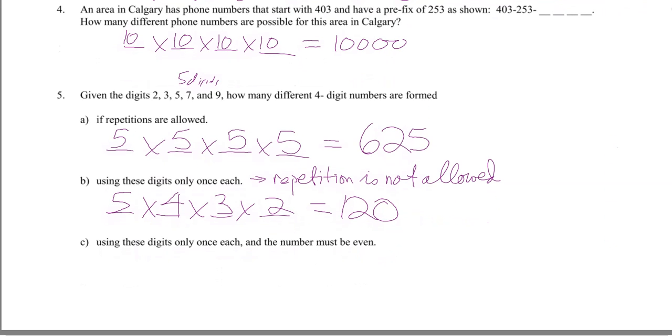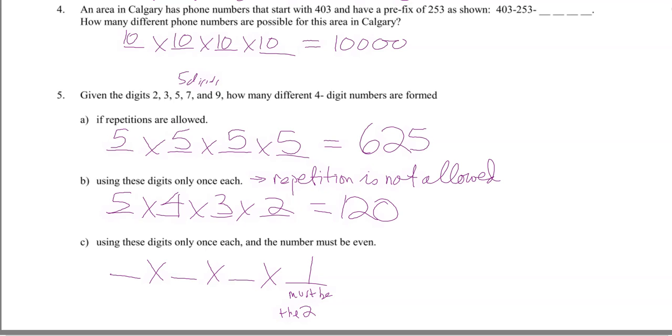Using these digits only once each, and the number must be even. Okay, here's how we're going to deal with this. We're going to put down the 4 blanks. The number's got to be even. What does that mean? So the last number has to be even. How many choices do we have for the last number? 1 choice. So when there are restrictions, we deal with the restrictions first. So this must be the 2, right? How many 2s do we have to choose from? So for the last digit, we have 1 choice. It's got to be a 2. Now, if there was a 4 in there or a 6, then we would have 3 choices for the last number, right? Any even digit would make the number even.